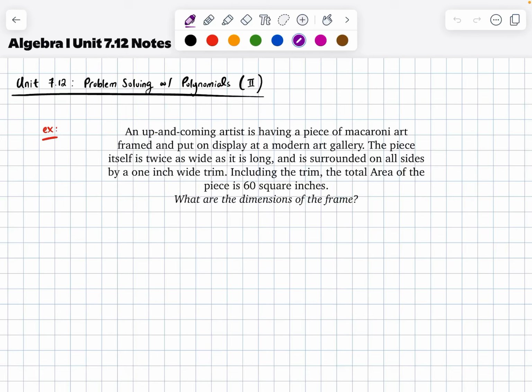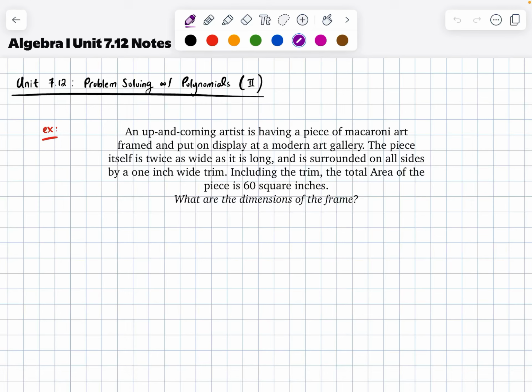An up-and-coming artist is having a piece of macaroni art framed and put on display at a modern art gallery. The piece itself is twice as wide as it is long and is surrounded on all sides by a 1-inch wide trim. Including the trim, the total area of the piece is 60 square inches. I want to know what the dimensions of the frame are.